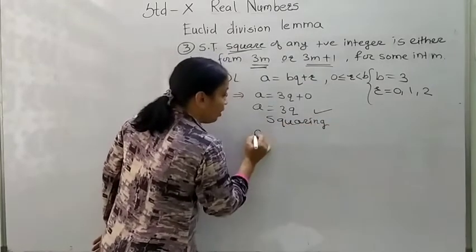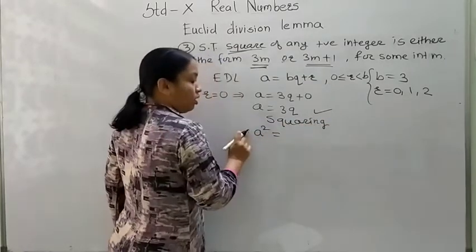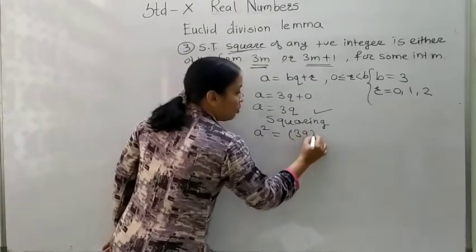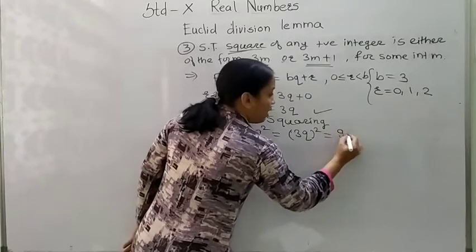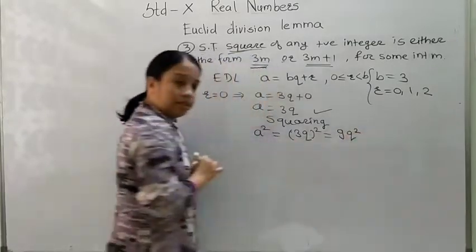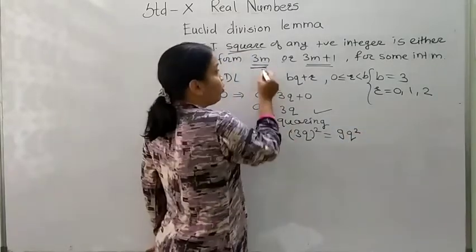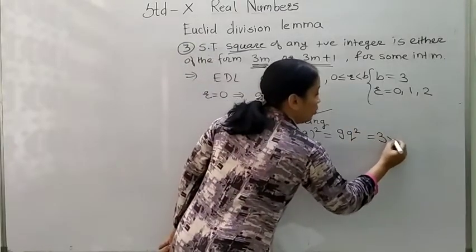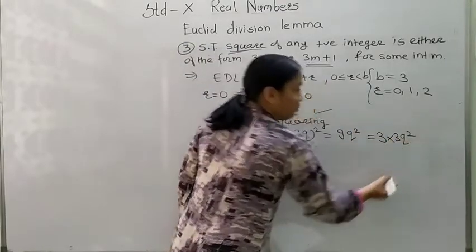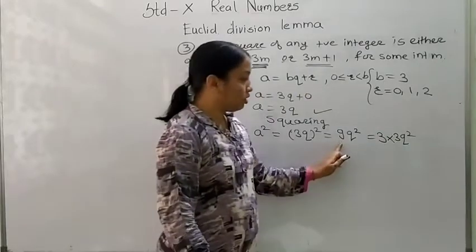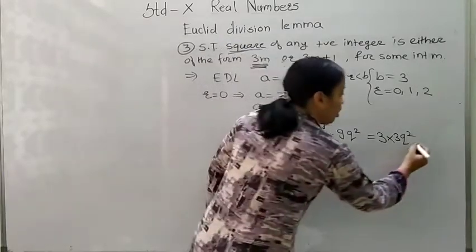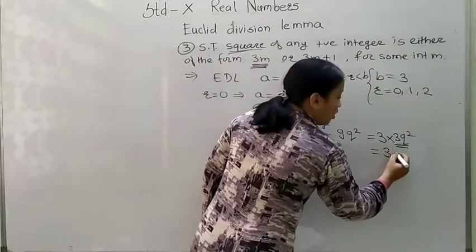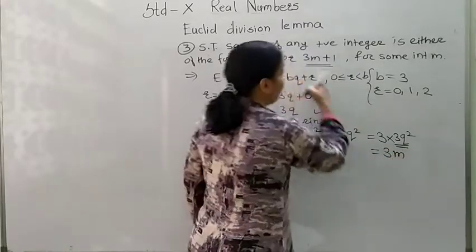Squaring, what will you get? a square. Means the square of any integer is equal to (3q) square, that is 9q square. Is it? Now we want to form 3m. So what can you write? 3 into 3q square. I just write 9 as 3 into 3. Now this 3q square can be denoted by m. Now it is of the form 3m.